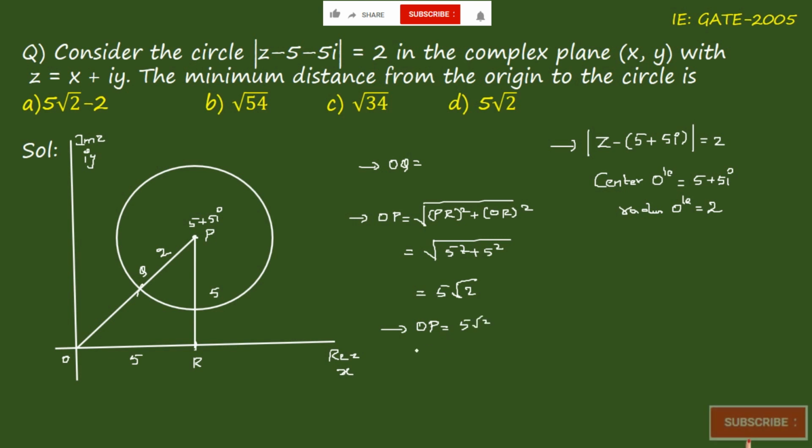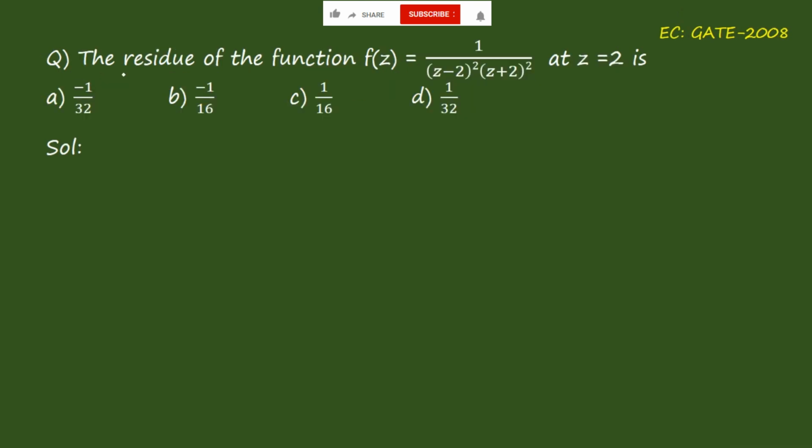But we know that Q to P, the distance, is nothing but 2 only. So we can find O to Q is equal to nothing but OP minus Q to P, right? Which is equal to 5 root 2 minus 2, right? So the minimum distance is nothing but 5 root 2 minus 2. So the answer is option E. Now come to the next question.